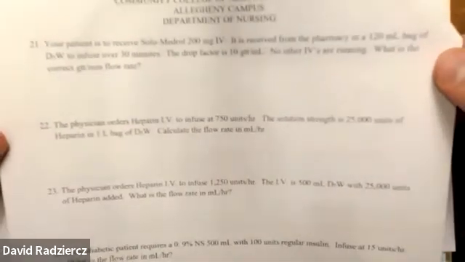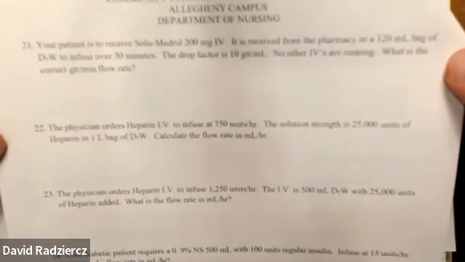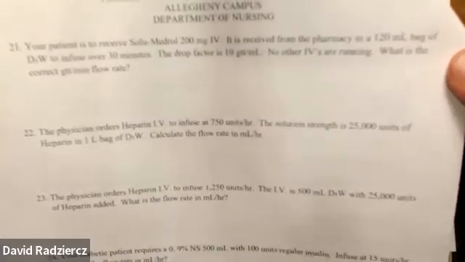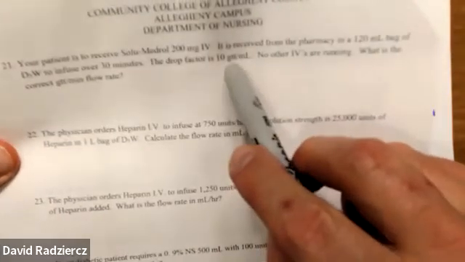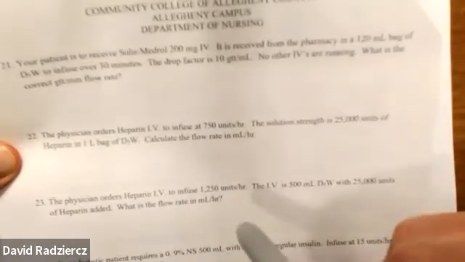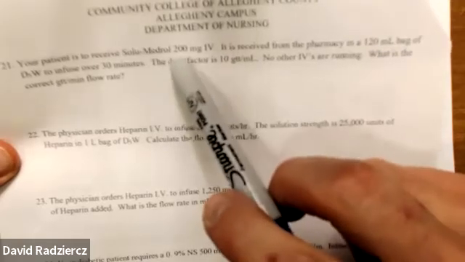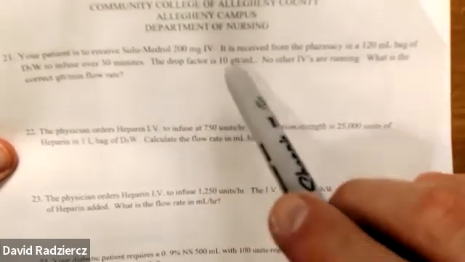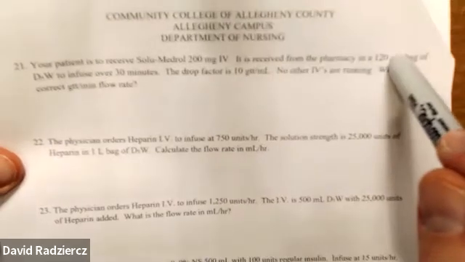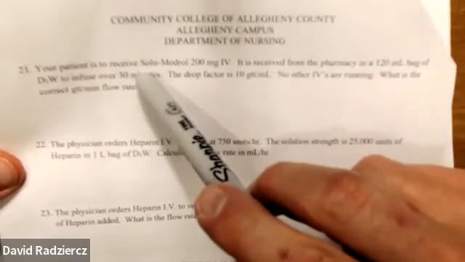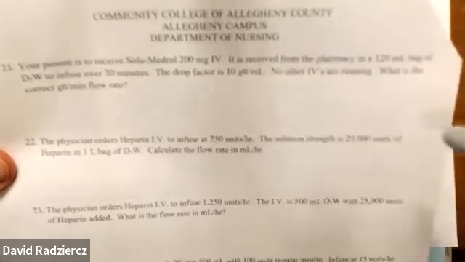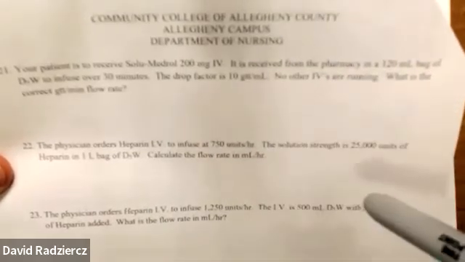So again, what do I need in order to calculate drop rate? I need to know the flow rate and I need to know the drop factor. So we know the drop factor. That's pretty straightforward. How do I get the flow rate? Does 200 milligram IV tell me the flow rate? It does not. But the 120 milliliter infusing over 30 minutes, that tells me the flow rate. And so that's how you weed out the information you don't need.